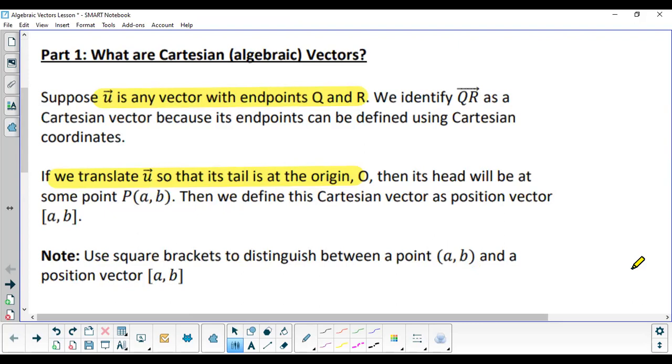So let's start off by defining Cartesian. So algebraic vectors and Cartesian vectors are the same thing. You'll hear me referring to both by both names.